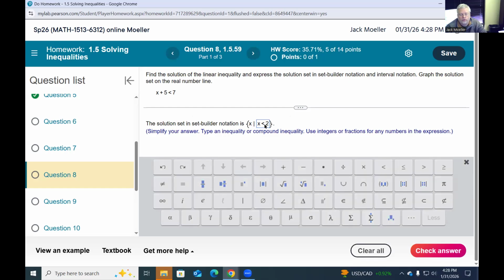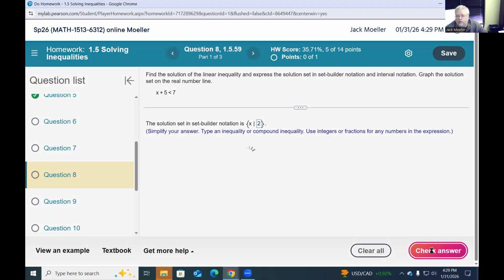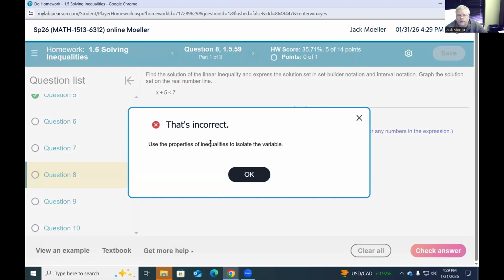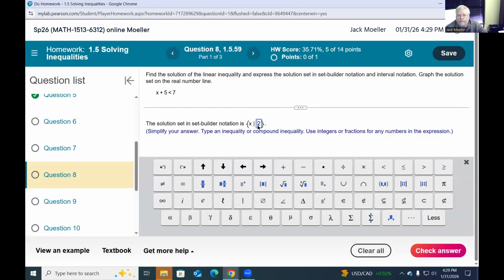And don't put just 2, because we need to know, is it X less than 2, X greater than 2, X less than or equal to 2, X greater than or equal to 2. So if you just put 2, that's going to get counted wrong, because there is no inequality in there. That X is not part of the solution. That X right there is part of the set builder notation.